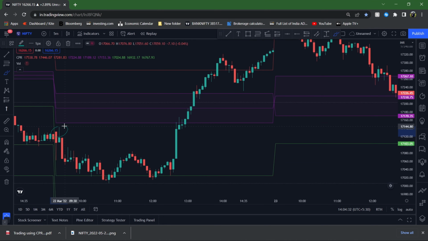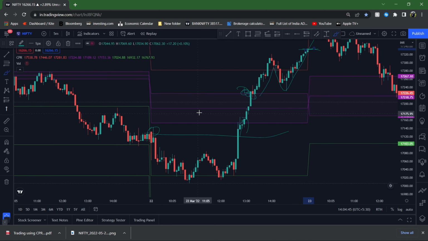So you can see here also that we had a day's high resistance which broke, but still will not go long. So once the top CPR is broken, now you can see market extremely bullish, ended up at the day's high. So the market went down because we had a descending CPR.